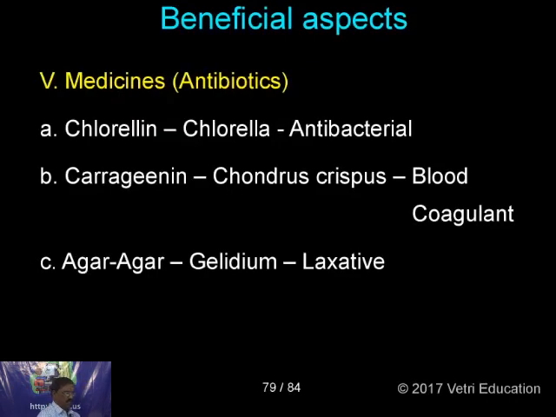Regarding medicines, even algae provide a number of medicines. The first thing is chlorellin, an antibiotic obtained from Chlorella. It has antibacterial activity. The second one, carrageenan, obtained from Chondrus crispus, note down, is used as a blood coagulant. And the third one, agar-agar, obtained from Gelidium, Gracilaria and Gigartina, is used as a laxative. Laxative means a medicine used to ease passing of waste.